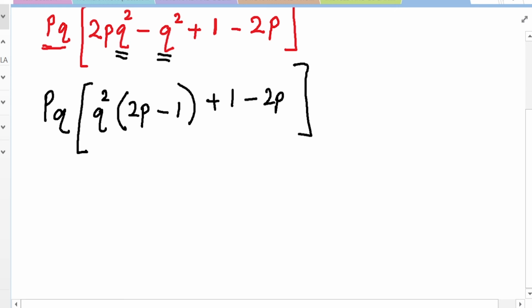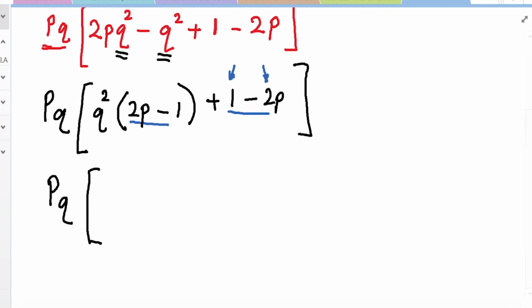Again, we are still dealing with the items in the big brackets. So we shall come here and say pq into brackets. Do you notice that this is 2p minus 1 and this is 1 minus 2p? It's more like one is the reverse of the other. So how can we make those two look the same? This is a positive 1. We can make it negative 1 and this becomes positive.